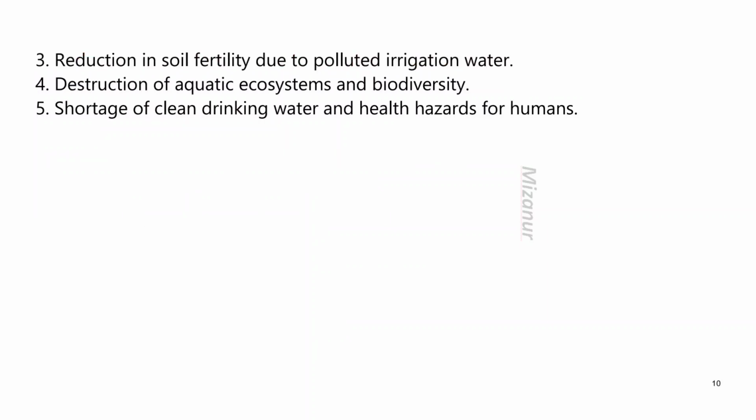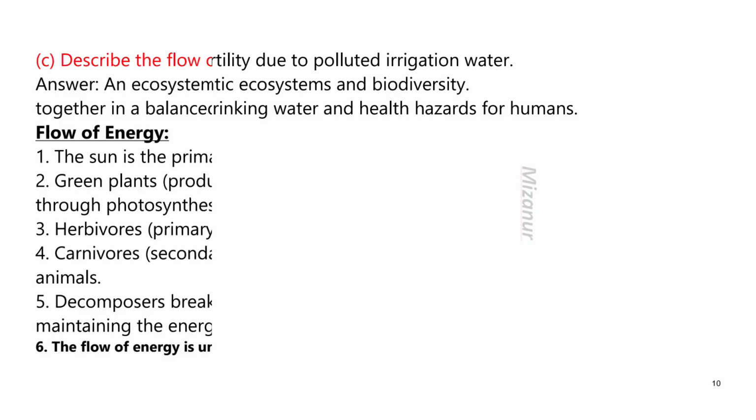Number 3. Reduction in soil fertility due to polluted irrigation water. Number 4. Destruction of aquatic ecosystem and biodiversity. Number 5. Shortage of clean drinking water and health hazard for humans.